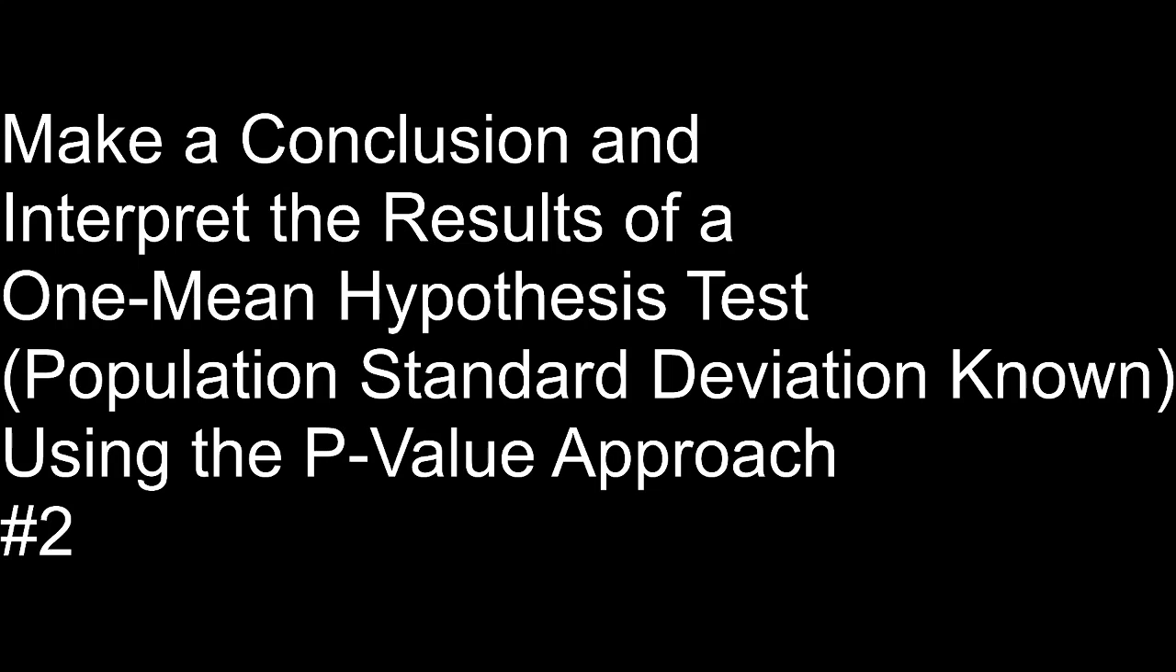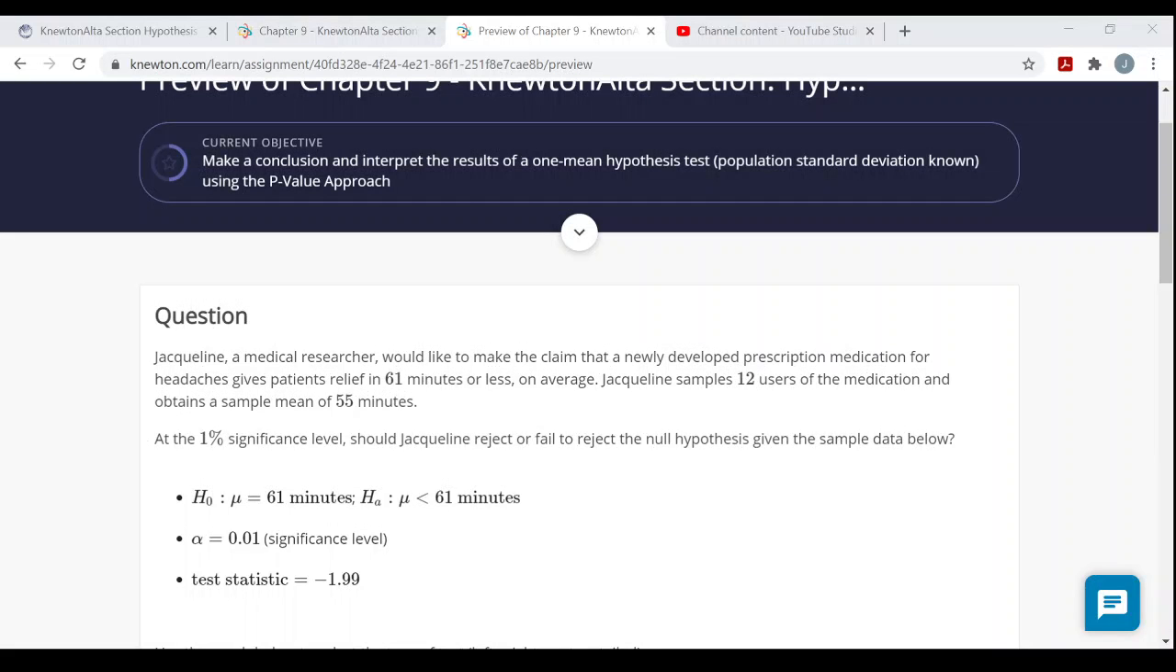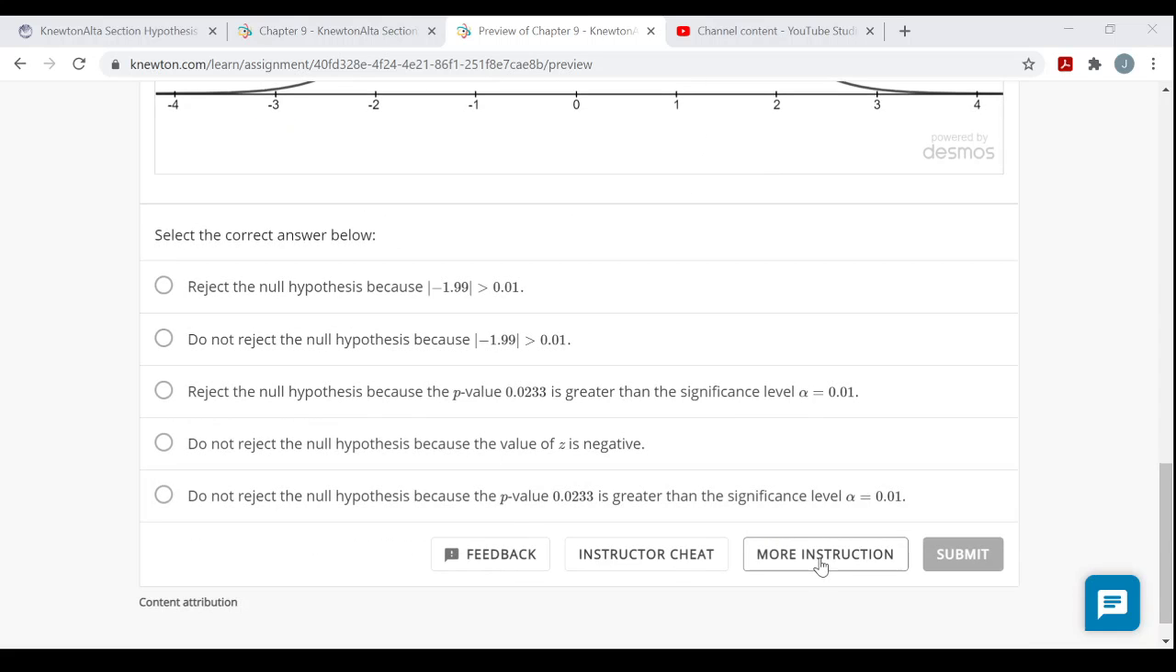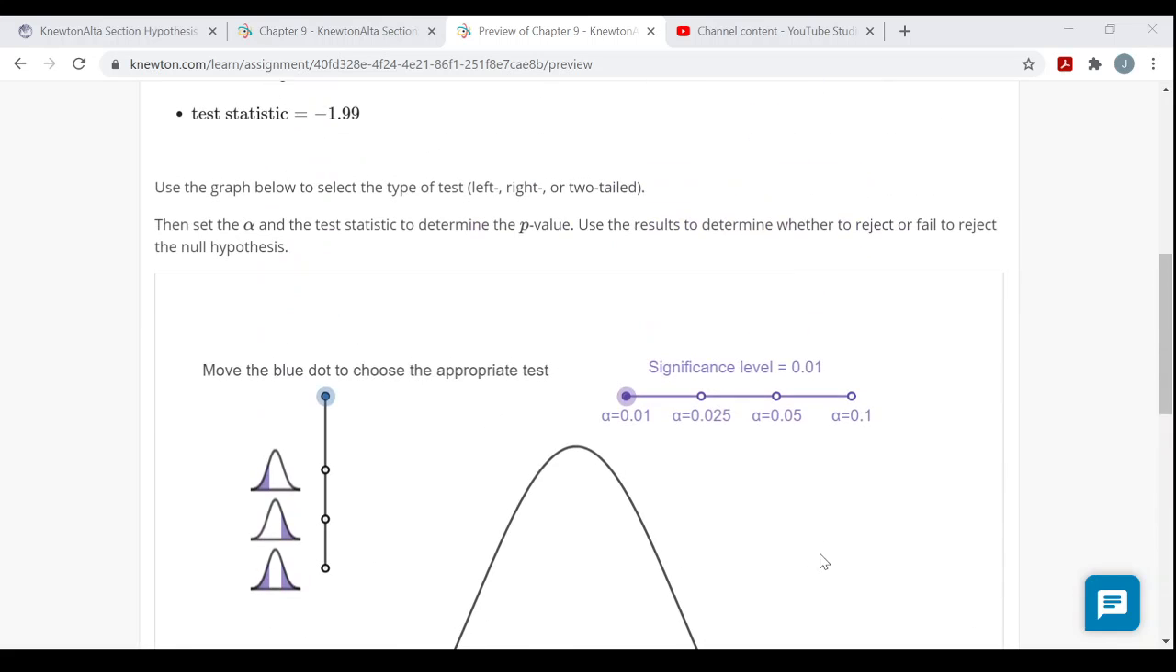Now this is the second video I'm doing on this. This is number 2, so hopefully you've watched the first one. This one I'm just going to go through the problem without doing as much writing as I did in the first one, and show you how to work these problems. Again, if you want to see some more, click on more instruction, look at their videos, their examples, their notes, and hopefully they help you.